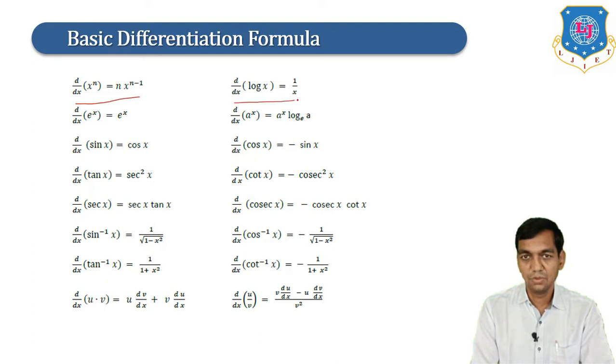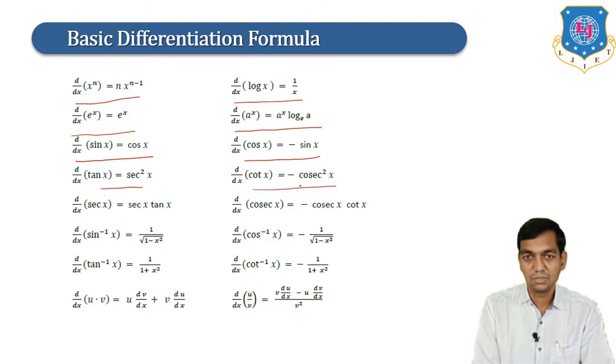Same manner, derivative of log x is 1 upon x. Derivative of e raised to x is e raised to x. Derivative of a raised to x is a raised to x into log a base e. Sine has a derivative cos and cos has a derivative minus sine. Tan has a derivative sec square, cot has a derivative minus cosec square x. Sec has a derivative sec x into tan x and cosec has a derivative minus cosec into cot.